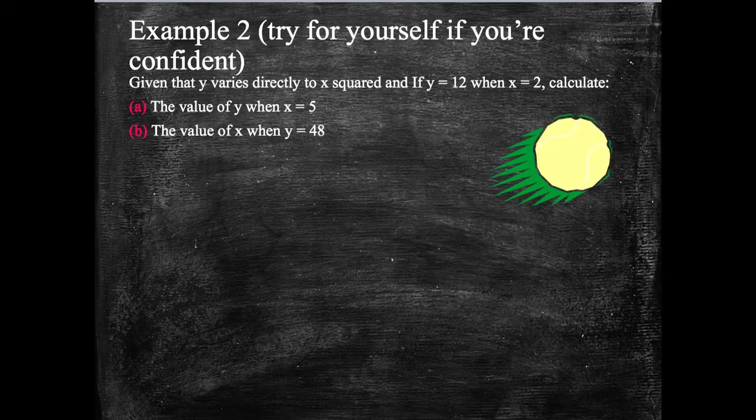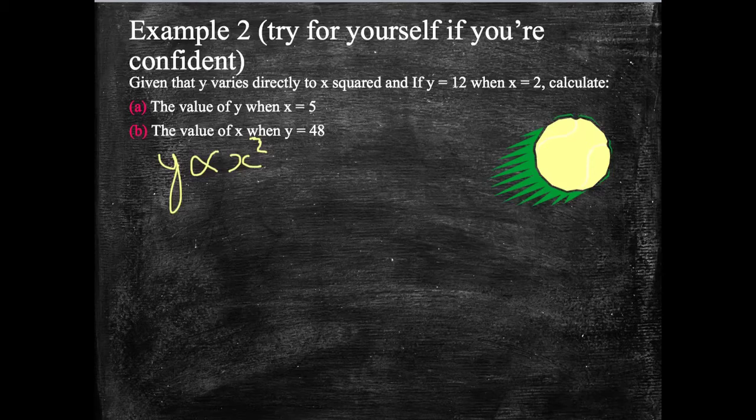The next example says, given that y varies directly to x squared, and if y equals 12 when x equals 2, calculate some stuff. It looks like something to do with a moving object, but that's okay. Let's see if we can work it out. If you're happy to have a go, pause it, have a go, otherwise I'm going to do it for you. Okay, so given that y varies directly to x squared, what else does it say?